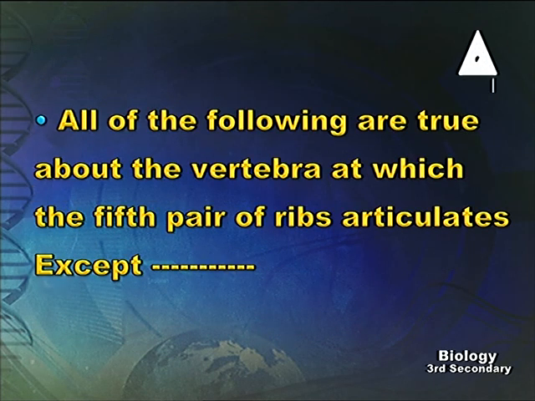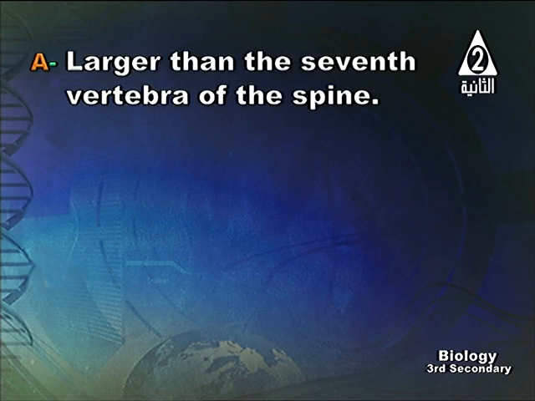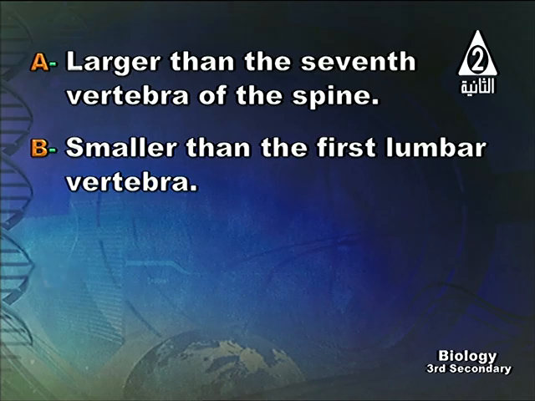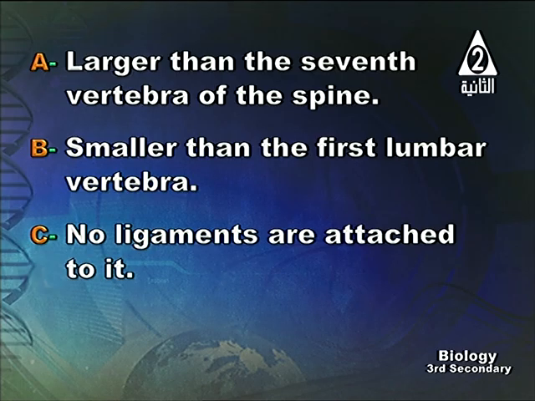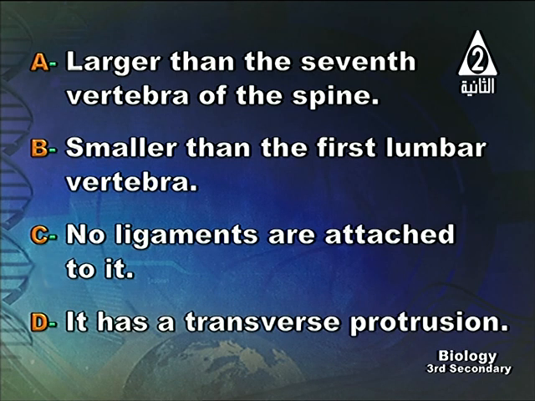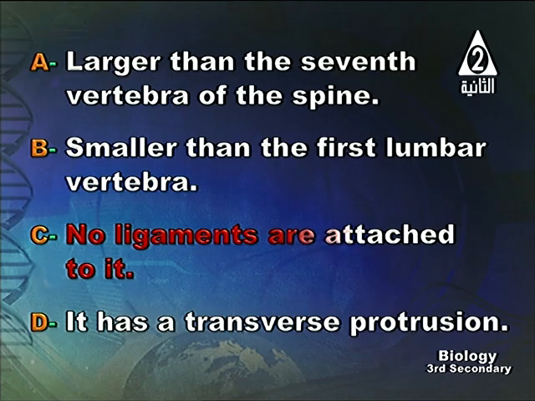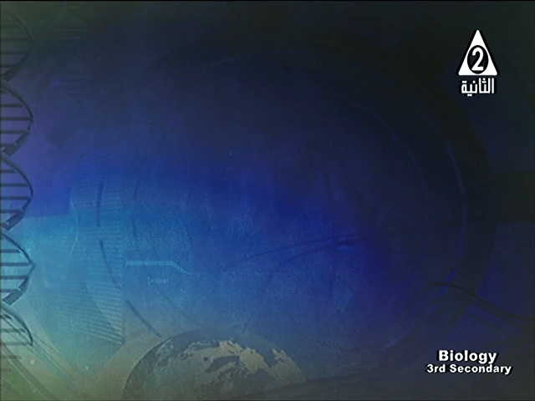All of the following are true about the vertebra at which the 5th pair of ribs articulates except: larger than the 7th vertebra of the spine, smaller than the first lumbar vertebra, no ligaments are attached to it, it has a transverse protrusion. All of these characters are applied to it except no ligaments are attached to it. Of course, there are ligaments attached to it.